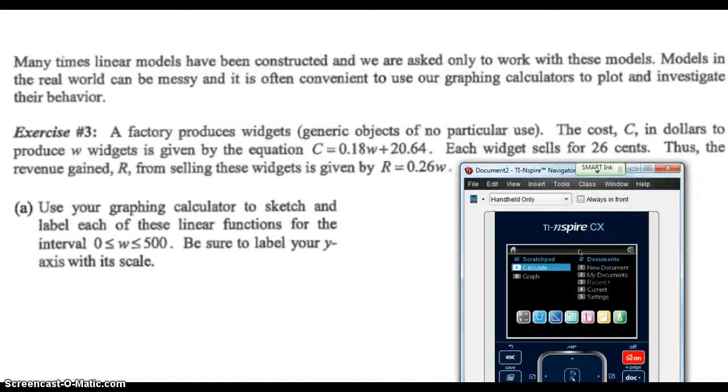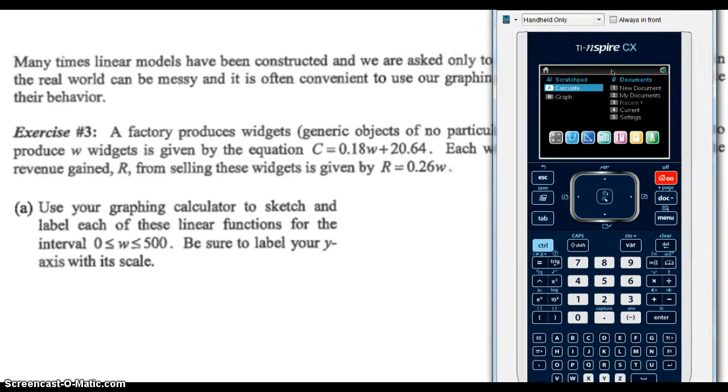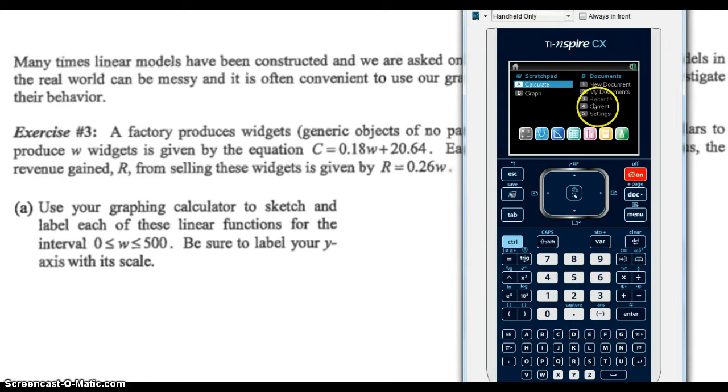For the third one, they've done us a nice favor, and they've written the equations for us. So you can look through, we're talking about widgets, life is totally exciting. We've got a function of cost in terms of widgets, okay, and then we have revenue gained, based on the widgets. So we're going to graph those, and they're very specific about the regions, what domain they'd like you to use. So I'm going to pull up my calculator here so I can see the functions. They want you to graph both of them.